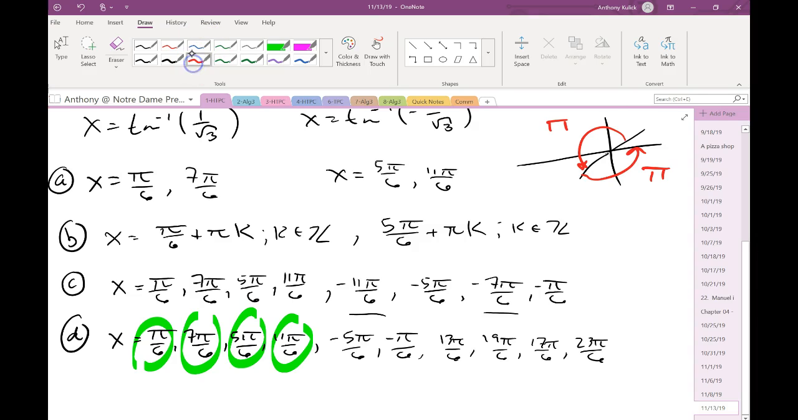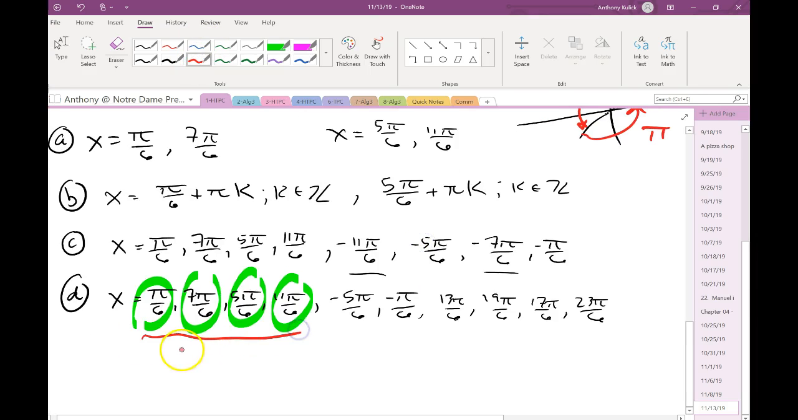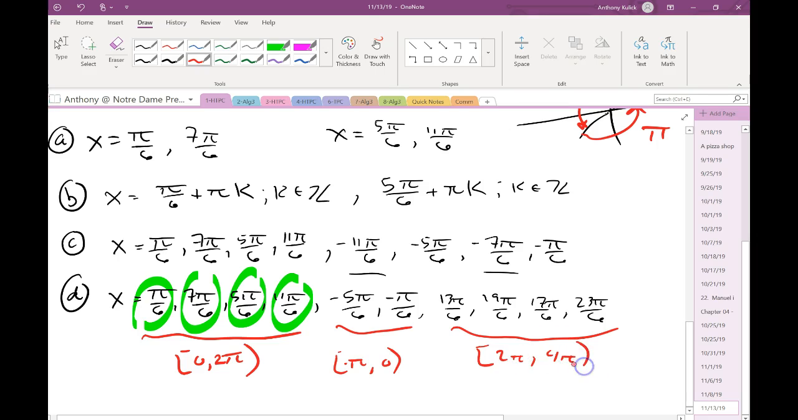So basically the way I thought about this was, those are my answers from 0 to 2 pi. These are my answers from negative pi to 0. And these are my answers from 2 pi to 4 pi. When I union that all together, that is just negative pi to 4 pi. So that's the way I thought about it.